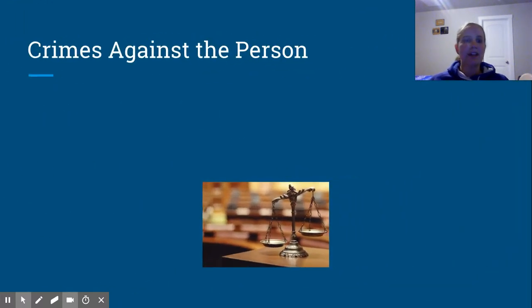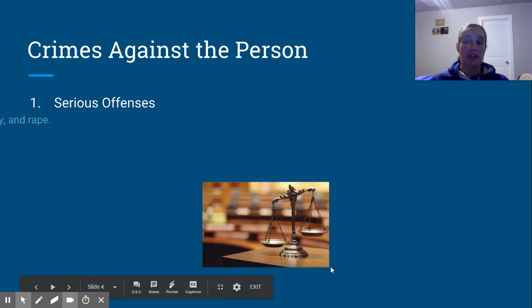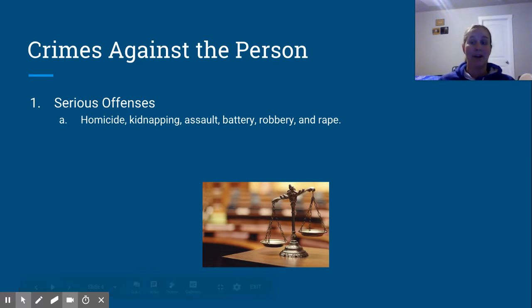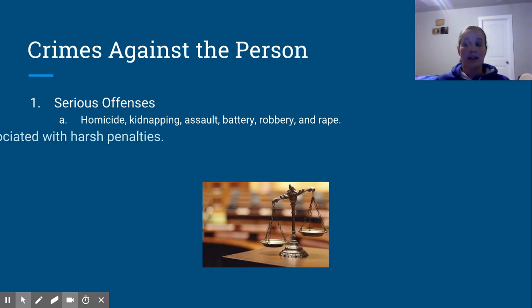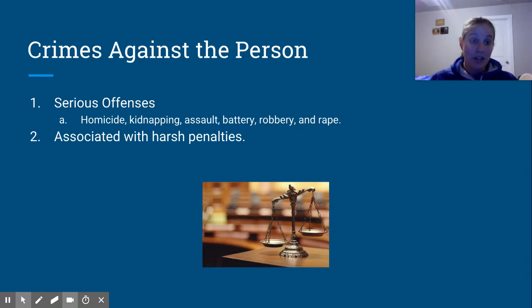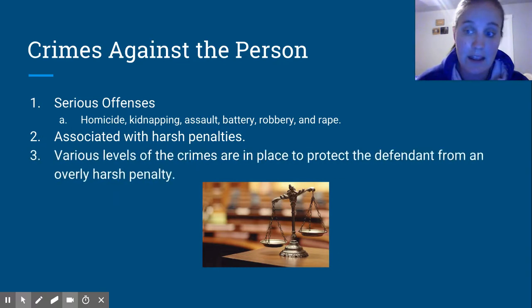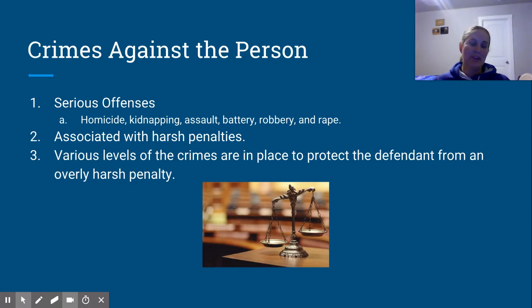So there's some different categories of crimes. There's crimes against the person, there's crimes against property. The crimes against the person are very serious offenses. These include things like homicide, kidnapping, assault, battery, robbery, and rape. So very serious crimes, and they'll go into greater detail on what each of them means in the reading. They are associated with harsh penalties. That means you're going to go to jail for a long time. You're going to have heavy fines. It's not a slap on the wrist kind of thing. These crimes against the person are very serious.